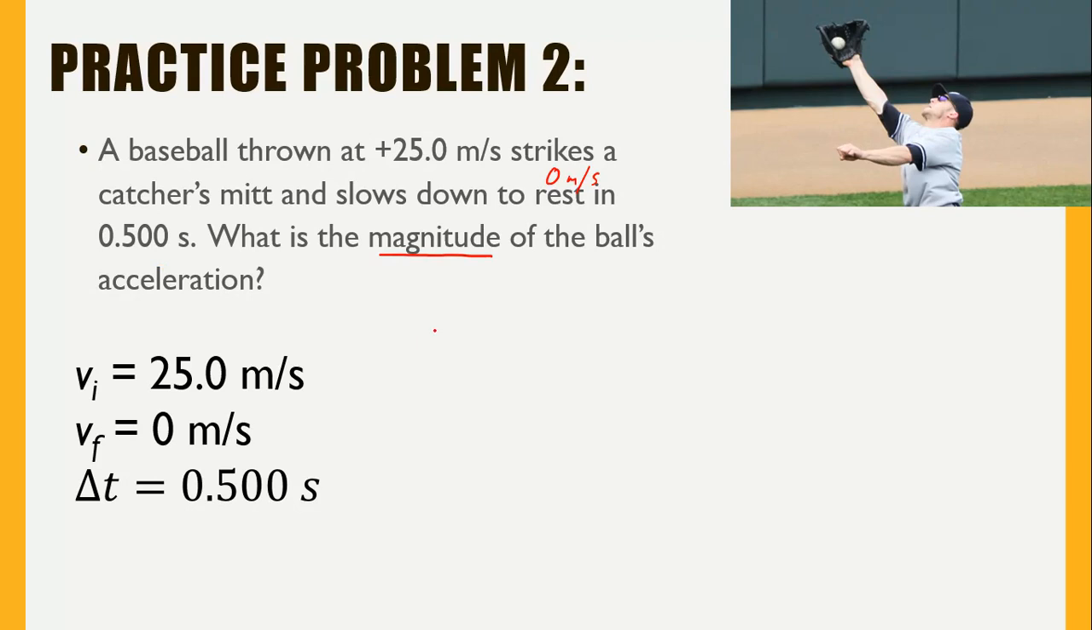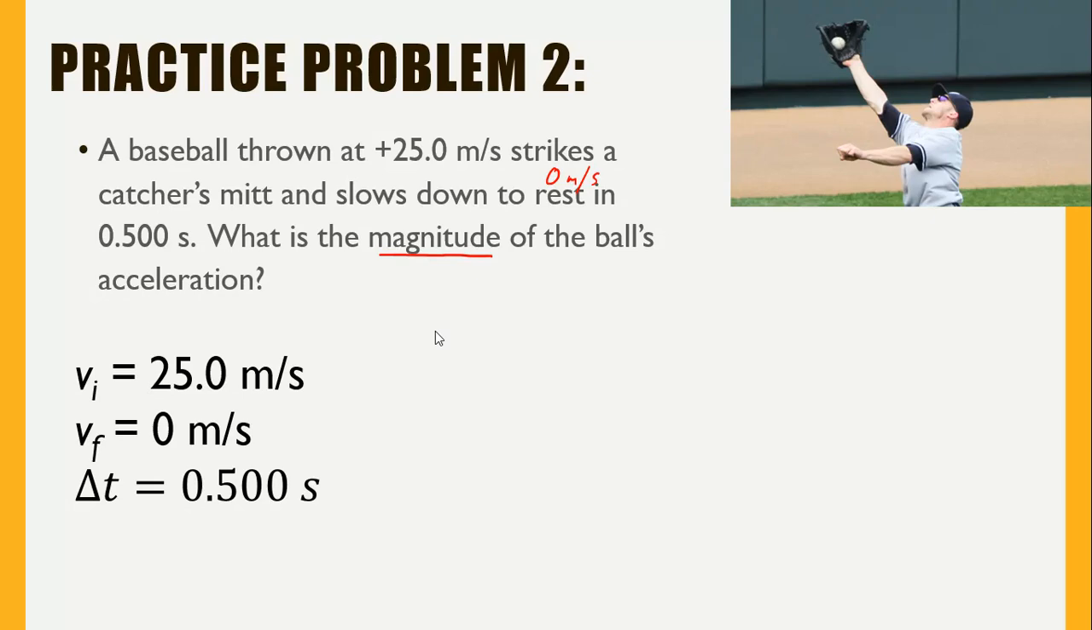Okay, now this might seem a little bit confusing. What does that mean? Well, again, write down your variables as is. So it's initially traveling at 25.0 meters per second. Its final speed is 0 because the catcher caught it, and it took 0.500 seconds for it to go from 25 to 0. Okay, so it's obviously slowing down, right? So it's not uniform motion.